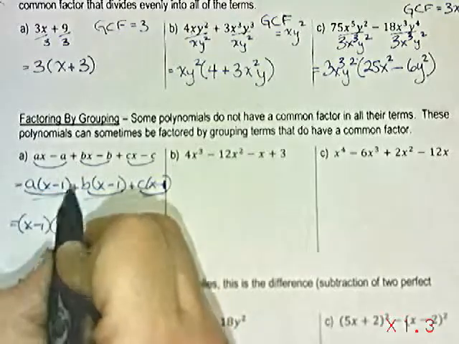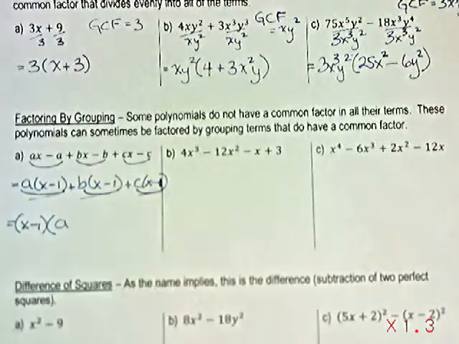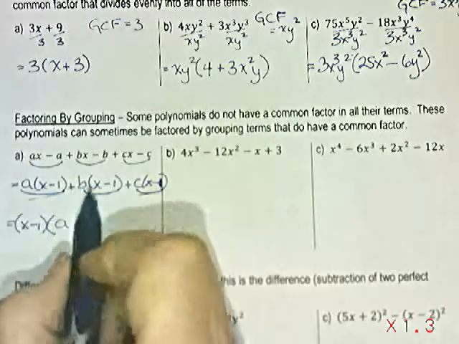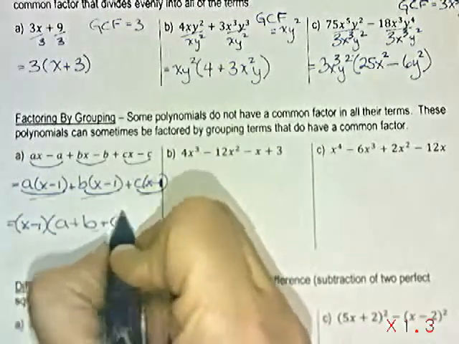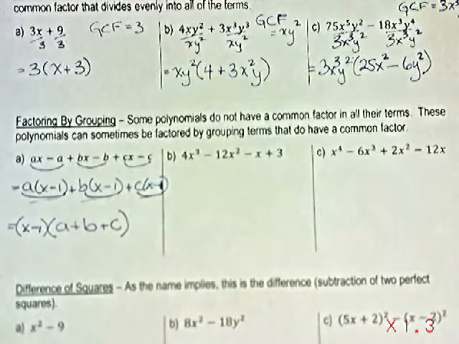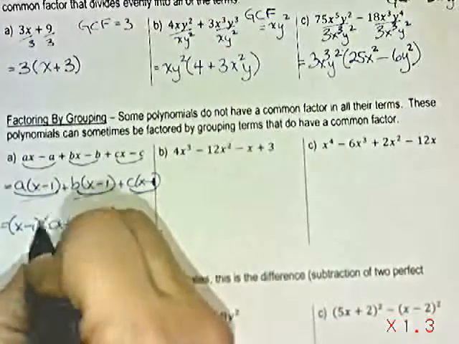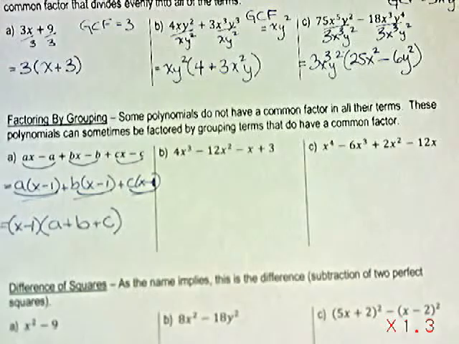If I divide the bracket out of this term, I'll just have the A left. If I divide the bracket out of this term, I will just have the B left. And if I divide the bracket out of this term, I will simply have a C left. And so there I've got it fully factored using factoring by grouping.